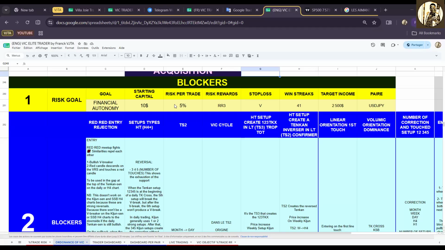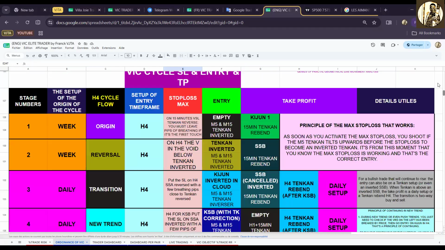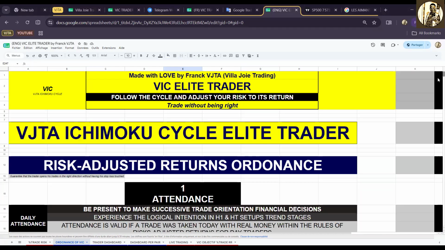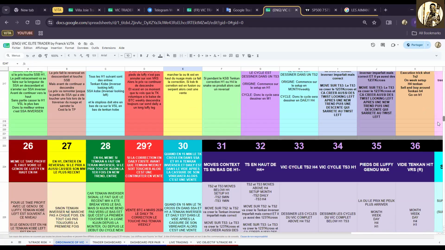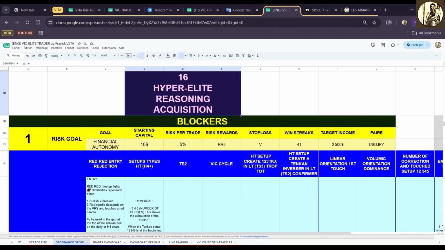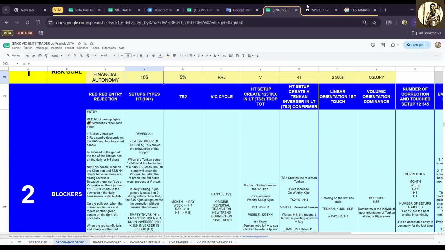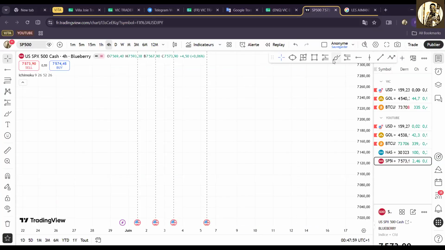So now we need to talk about graphical blockers, chart blockers, right? We have done talking about risk per trade blockers.